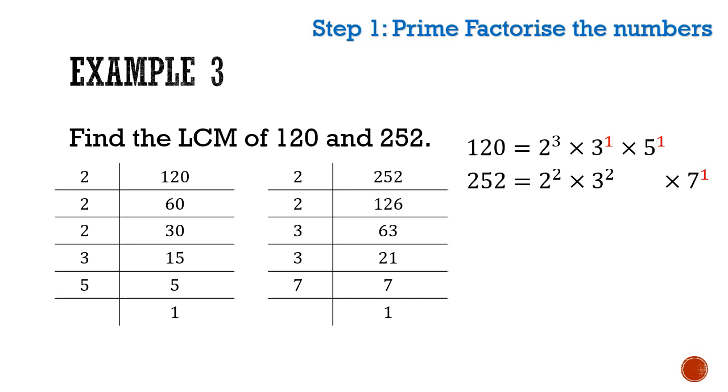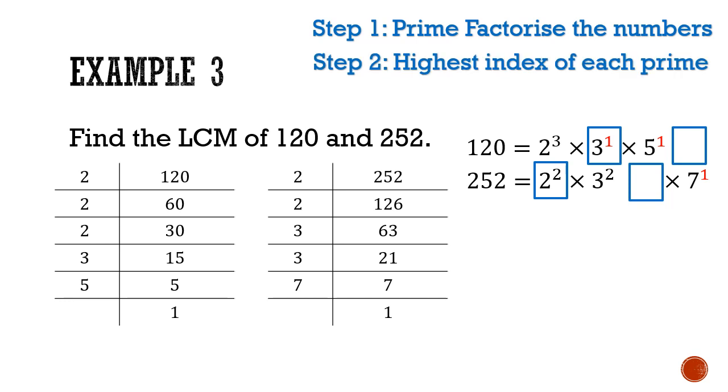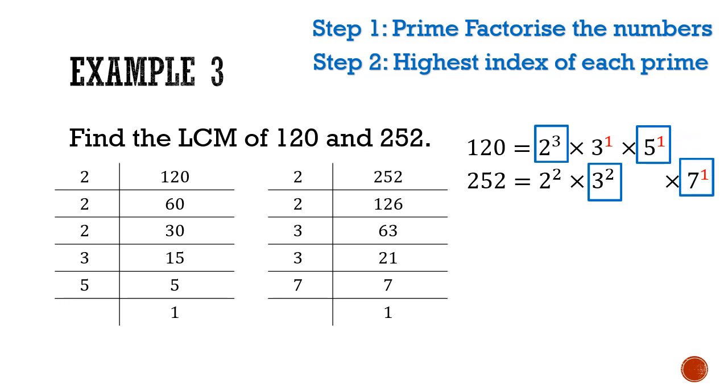And when we are finding HCF, we would choose the lowest index of each prime. But now for LCM, instead of choosing the lowest index, we now want the highest index of each prime. So instead of choosing 2 squared, now we're going to choose 2 cubed. Instead of 3 to the power of 1, we want 3 squared. Instead of choosing no 5s, we want to choose 5 to the power of 1. Instead of choosing no 7s, we're going to choose 7 to the power of 1.